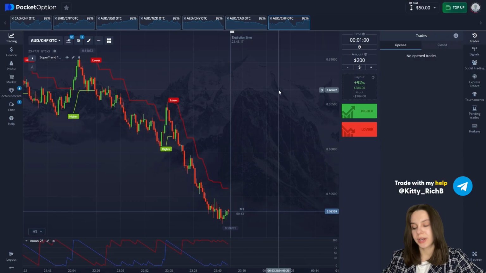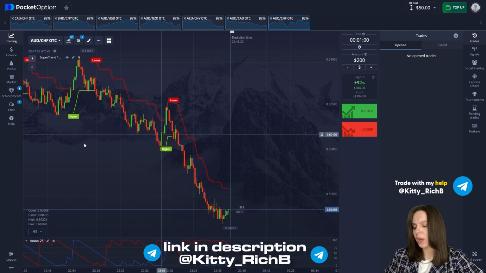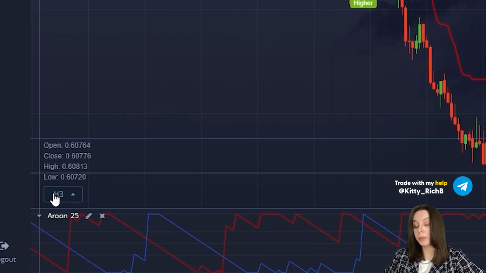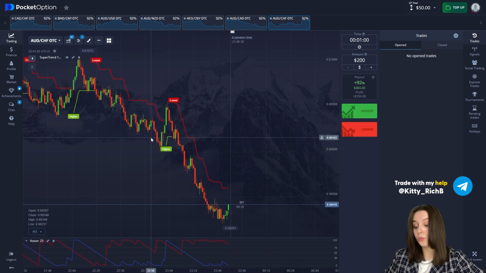Here we are, dear traders, as always on our favorite broker Pocket Option. And let's immediately quickly check the lines. The indicator parameters are completely standard. This is the Aaron indicator and the Super Trend indicator. They look a little different here. Don't worry about the colors, they work the same.